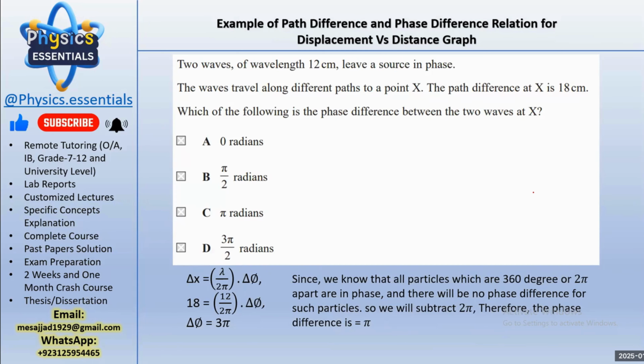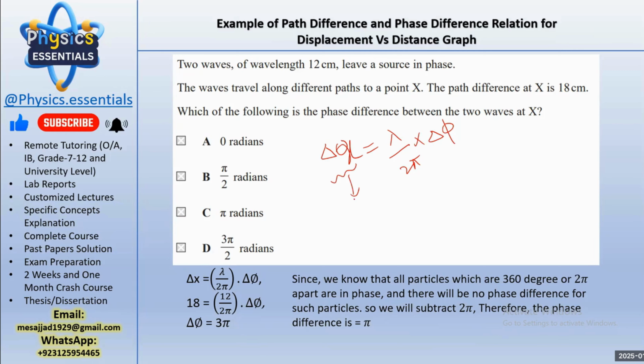For example, here you have a question and they are telling you two waves of wavelength 12 centimeter leave a source in phase. The waves travel along different paths to a point X. The path difference at X is 18 centimeter. Which of the following is the phase difference between the two waves at X? Now, first of all, you need to write the formula. Okay. So what was the formula? Delta x equals lambda over 2 pi into phase difference, right?